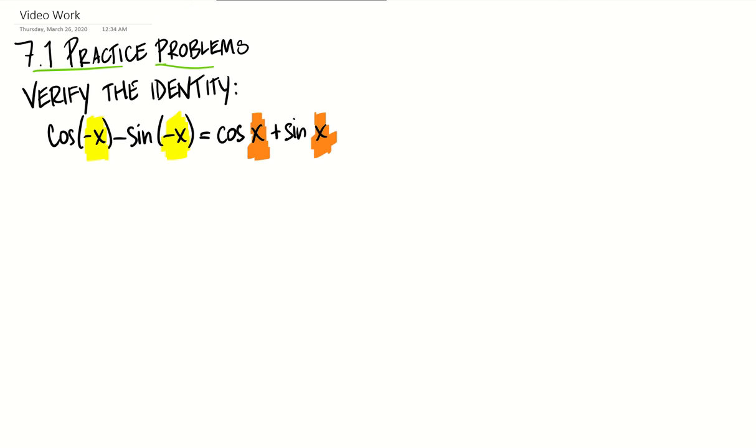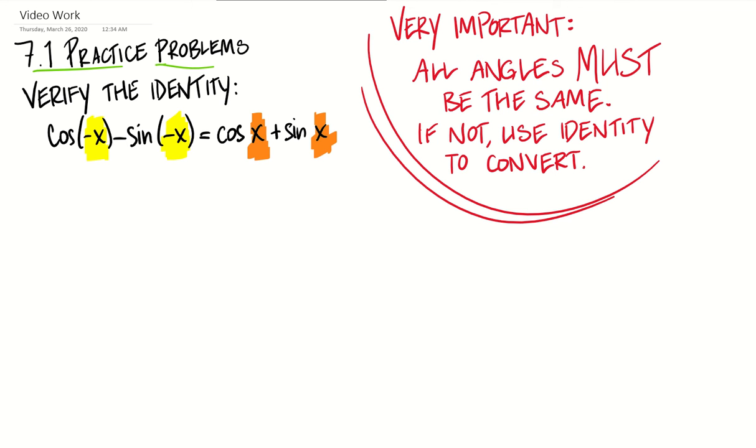So the next strategy, very important. Actually, let me pause it. As I mentioned, you've got these two angles here that are negative. These are positive. A big strategy that you want to use: make sure all your angles are the same. So I'm going to go back to the other notes.